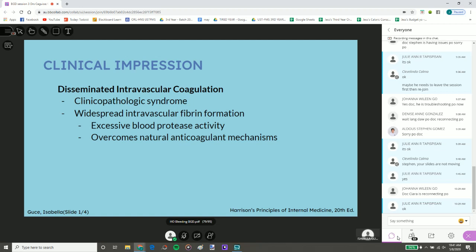So our primary clinical impression is disseminated intravascular coagulation. So what is DIC? DIC is a clinicopathologic syndrome characterized by widespread intravascular fibrin formation in response to excessive blood clotting activity that overcomes the body's natural anticoagulant mechanisms. In short, it is a hemostatic imbalance between coagulation and bleeding.